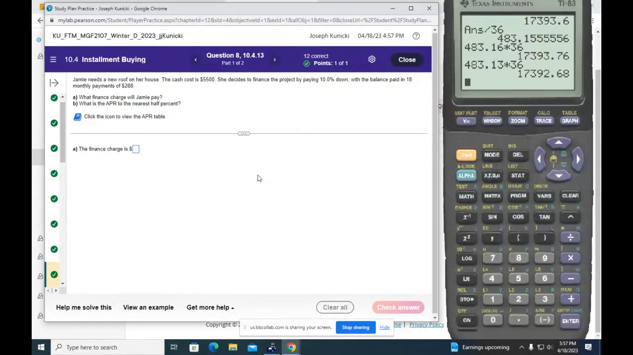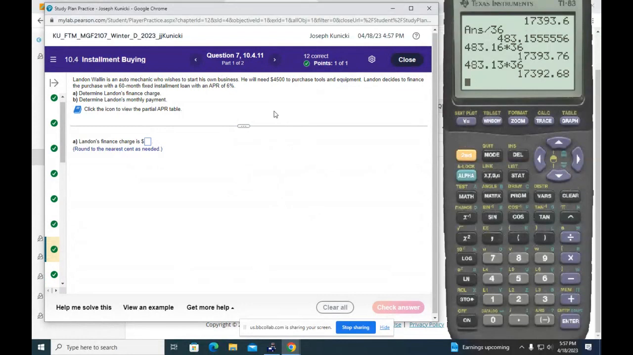Okay, this is 13. Jamie needs a new roof on her house. The cash cost is $5,500. She decides to finance the project by paying 10% down with the balance paid in 18 monthly payments of $288. Oh, let me back up. Let's do this one.